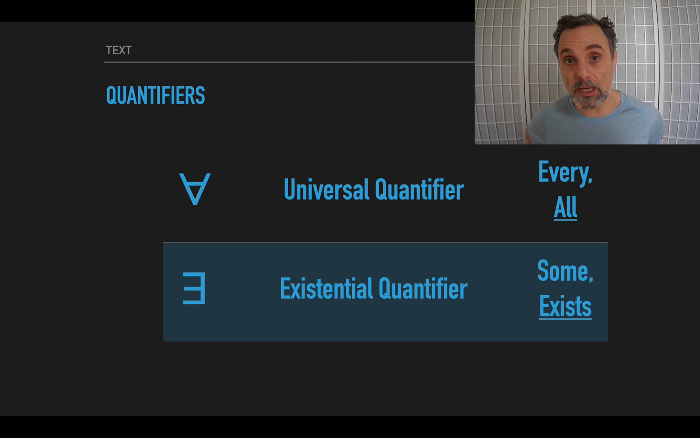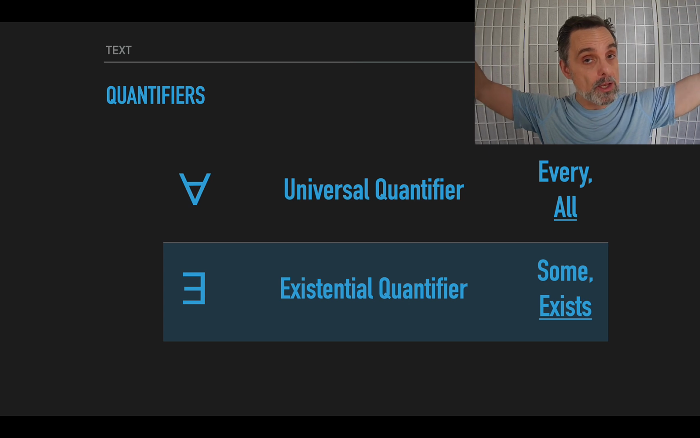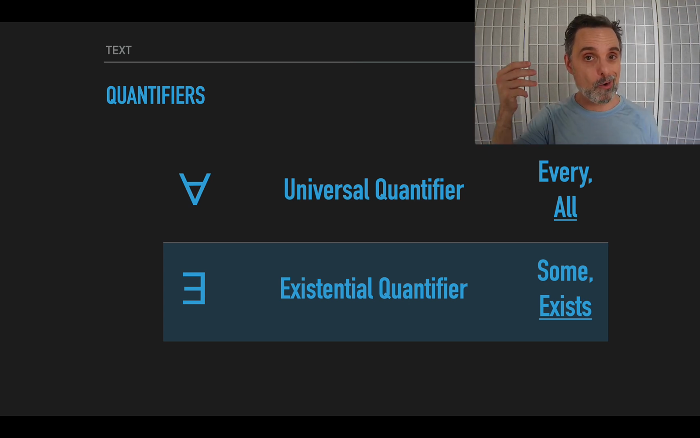And then the backwards E is called the existential quantifier. The best word for it is some, but it also can mean exists, like there exists at least one. And so that's where the backward E comes from. So upside down A, universal, all or every; backwards E, existential, some, or exists. Now we're going to learn about how they work.